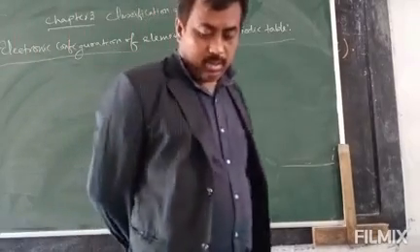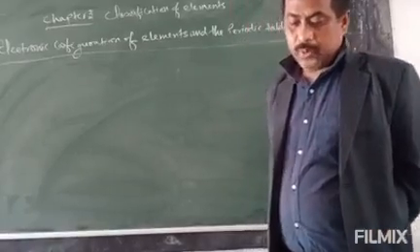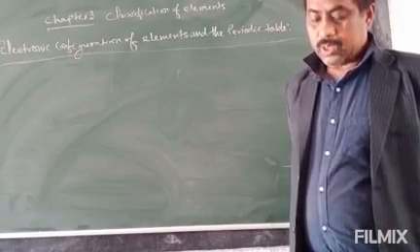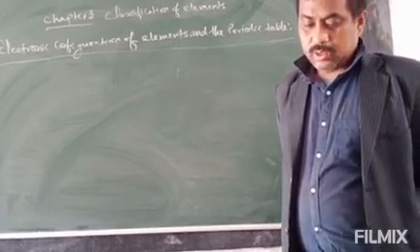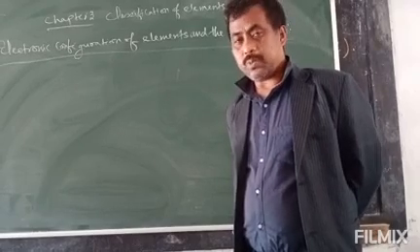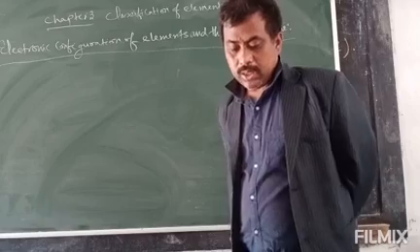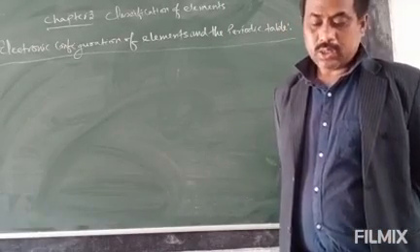As we all know, to express the position of an electron in an atom, we require a set of four quantum numbers. The first quantum number is called the principal quantum number, which is denoted by n. It defines the main energy level, which is known as a shell.